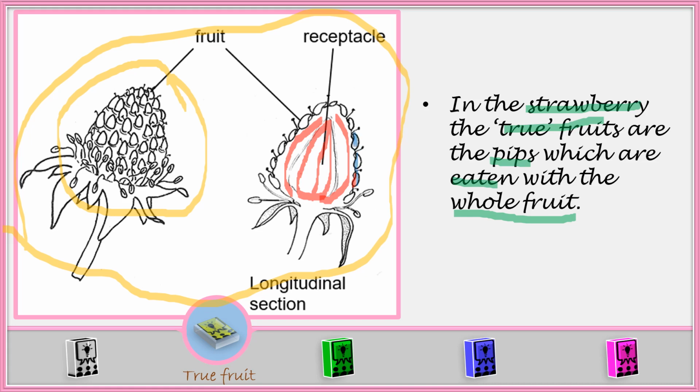But now this one is our strawberry. The true fruit that we eat are these ones that we call the ovaries, the pips. They are the ones that are the true fruit. But the other fruit which is remaining is what we are calling the false fruit. So this one inside, which is made up of the receptacle, is the one that we are calling the false fruit. The true fruit is that one which is made up of the ovaries.